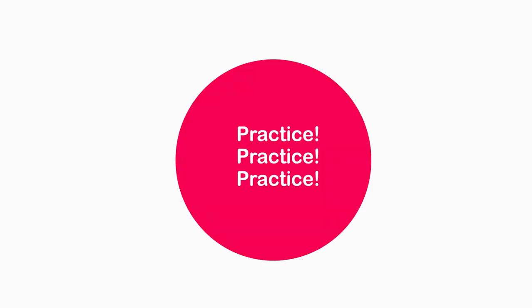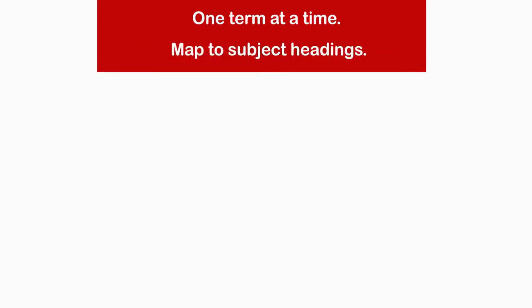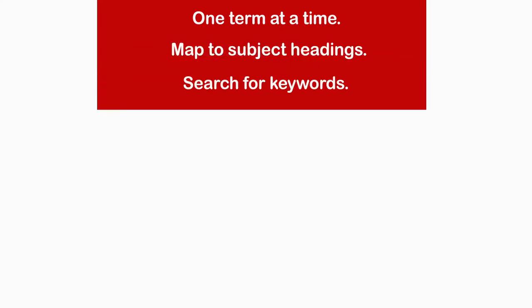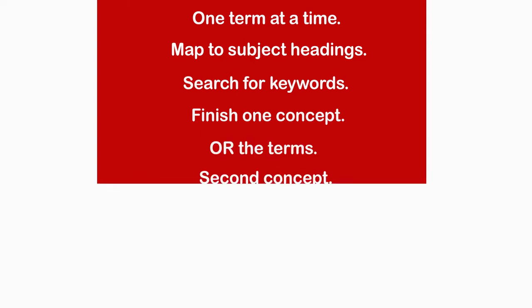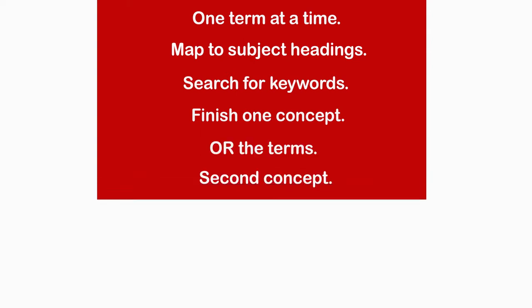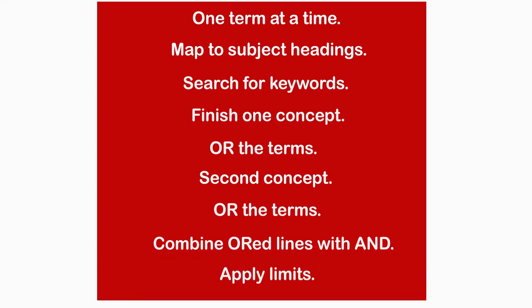The more you practice, the better your search skills will become. Remember to search for terms one by one, map them to subject headings first, then search for corresponding keywords. Best practice is to search for all terms describing one concept, OR them, proceed with another concept, OR the terms again, and then combine ORed lines with AND. Lastly, you can apply limits after you've combined all concepts using AND. Good luck!